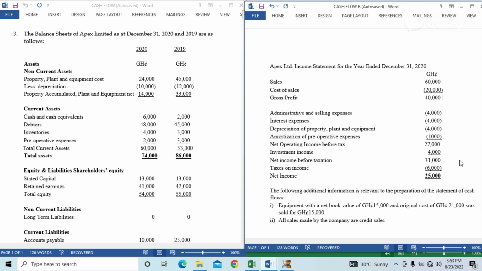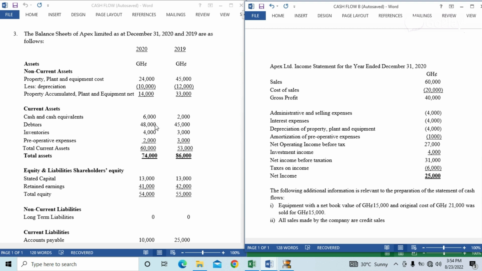So the indirect method deals with two principles in handling the operating activities. It tells you that if a current asset has increased, for instance, at the left here is my balance sheet. Under the current asset I have debtors. The debtors in 2019 was 45,000, then in 2020 it was 48,000. So the difference, which is 3,000, the indirect method is telling you that if you go to the cash flow statement, subtract that difference, put it in bracket.